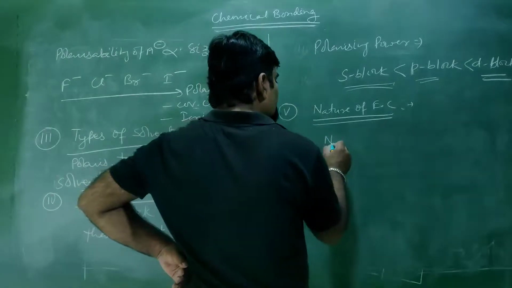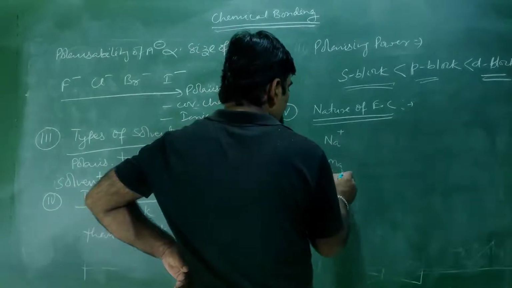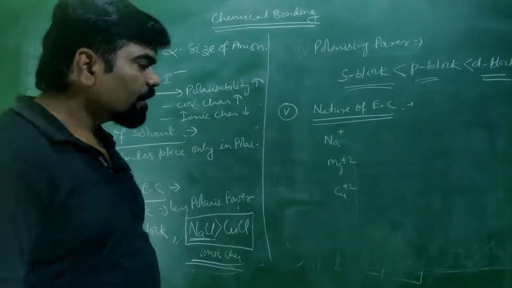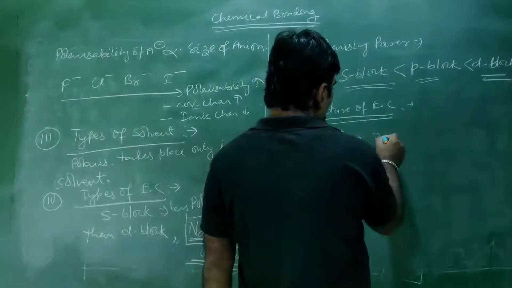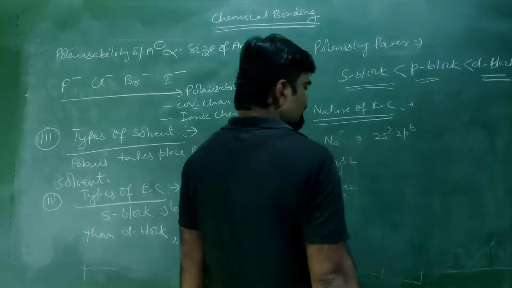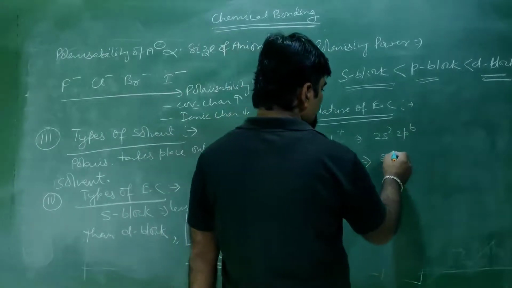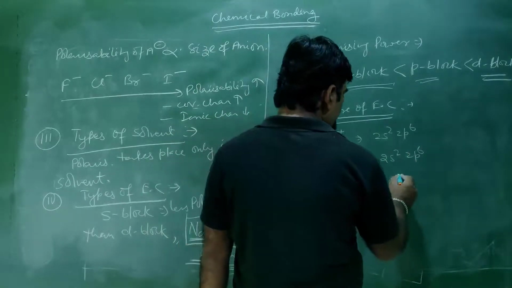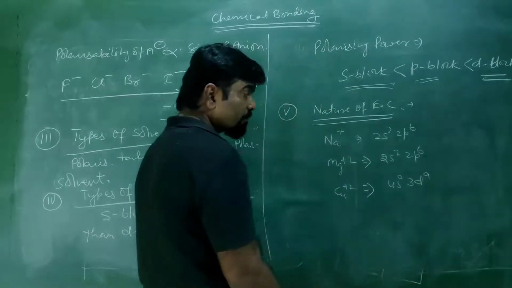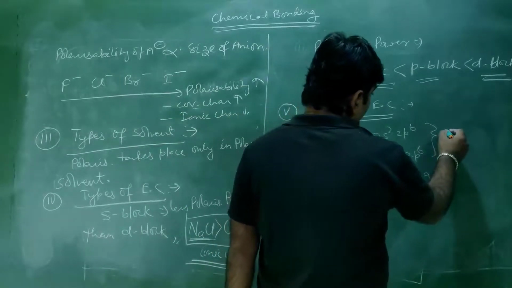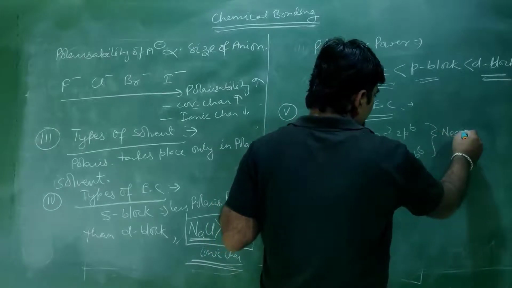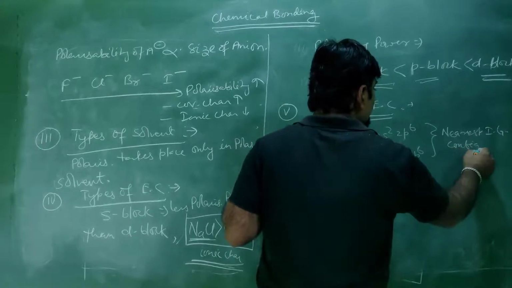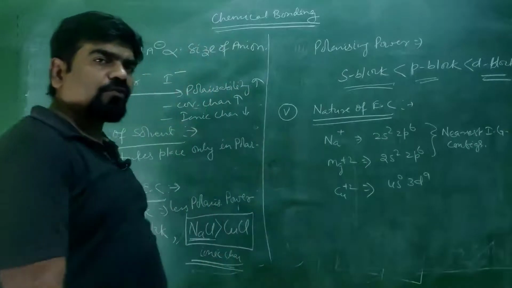Suppose there is Na+, there is Mg2+, there is Cu2+. If we compare, in Na+ the configuration is 2s2 2p6. In Mg2+ the configuration is 2s2 2p6. But in Cu2+ the configuration is 4s0 3d9. So these two acquire the nearest inert gas configuration. Hence their polarizing power is less.